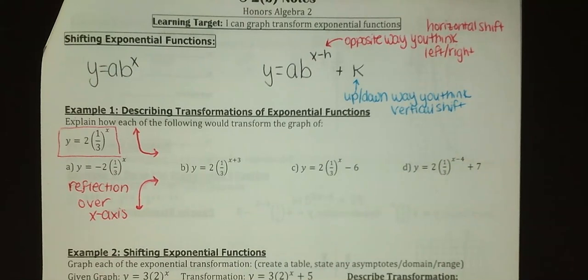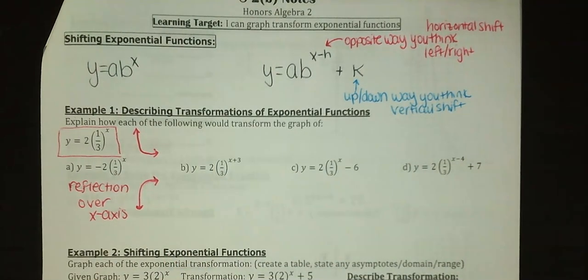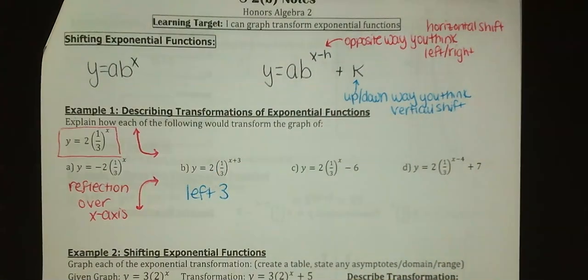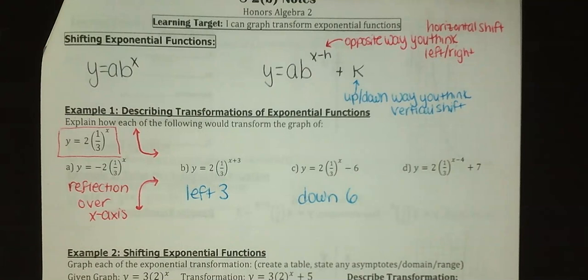My second one says y equals 2 times 1/3, and then the exponent's different than the original. It says x plus 3. How would that shift the graph? This is just going to go left 3. That's it. Opposite of what it looks like. It's what would set that exponent equal to 0. What if I give you 2 times 1/3 to the x and I say minus 6? How would that shift that original graph? Down 6, that's it. Nothing going left or right, because I don't have anything in the exponent. Something to the side of the expression with the exponential, we're going to go up or down.